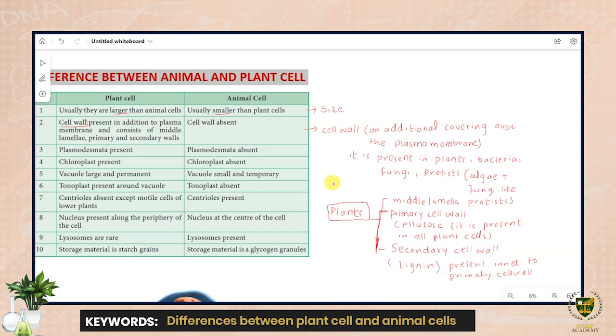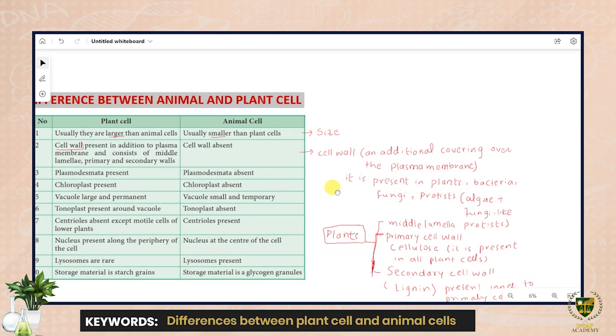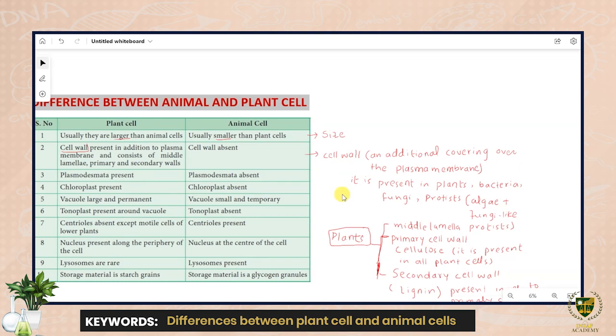So dear students, this is what is written over here: the cell wall is present in addition to the plasma membrane. The plasma membrane is present in all living cells, while the cell wall is an additional layer. Clear? Now in animal cells the cell wall is absent. Clear? It is not present in animal cells.